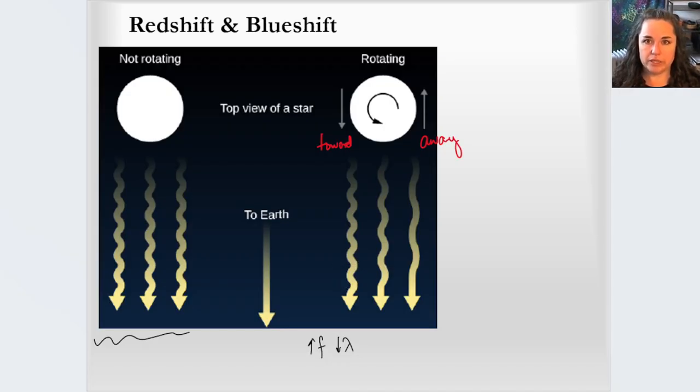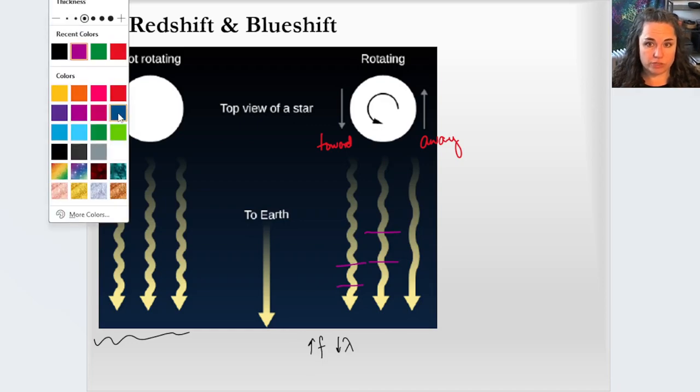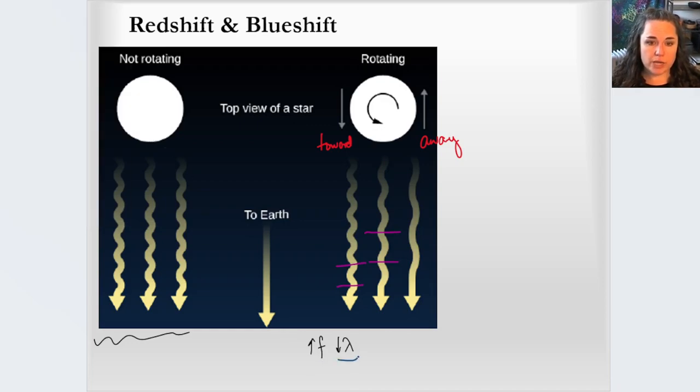The wavelength here, let me get a color that you can see. The wavelength here is shorter than the original wavelength. You all see that? I can go like, there we go, shorter, right? So this is what we call blue shift. This is blue shifting. Blue has a shorter wavelength, so this is the blue shift. When things are moving towards us, we call it a blue shift.